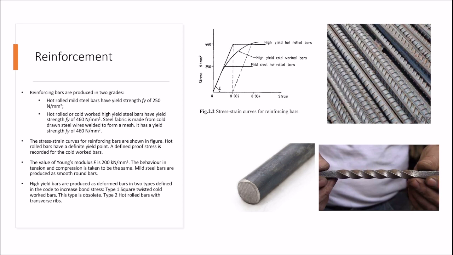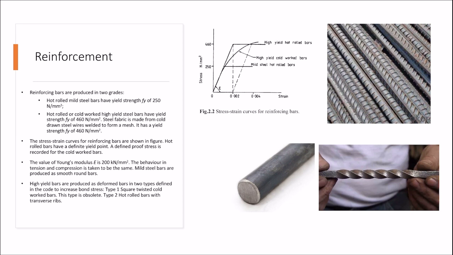Reinforcing bars are produced in two grades, which are hot rolled mild steel bars that have yield strength Fy of 250 N/mm², and another one, hot rolled or cold worked high yield steel bar, that has yield strength of 460 N/mm². Steel fabric is made from cold drawn steel wires welded to form a mesh. It has a high yield strength, which is 460.